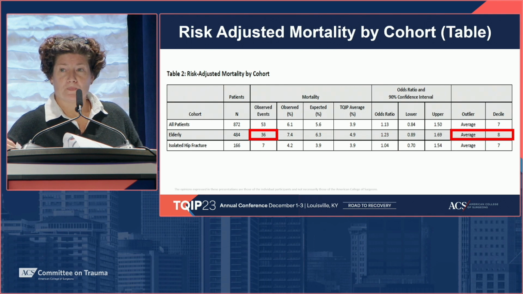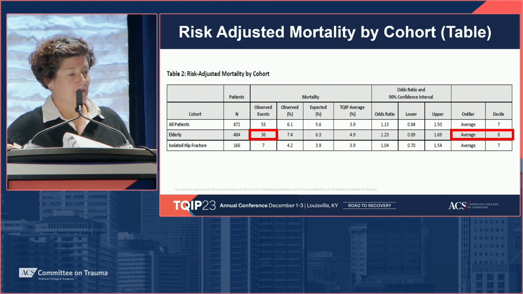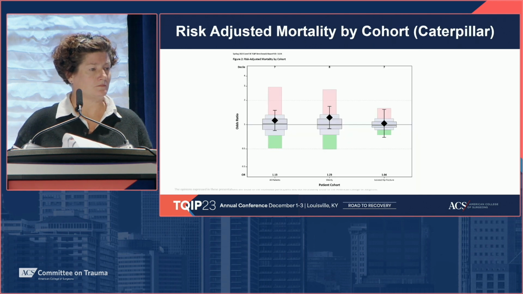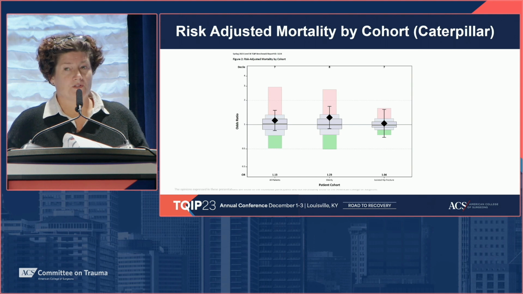So I pick up my benchmark report and I start thumbing through it. Very beginning of the benchmark report, first page. Okay, I don't like that 8th decile, but I'm still average. I am going to come back to that slide, actually. And there's the associated caterpillar graph.